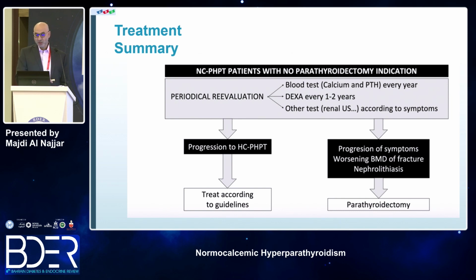In patients who you plan to follow up, remember annual calcium and parathyroid hormone and kidney function, and DEXA scan every 2 years, and then maybe renal ultrasound if needed. If the patient becomes hypercalcemic, then we have to follow the same guidelines as hypercalcemic primary hyperparathyroidism. If the patient develops symptoms, osteoporosis, fracture, worsening osteoporosis, or kidney stone, then we can decide for parathyroidectomy.